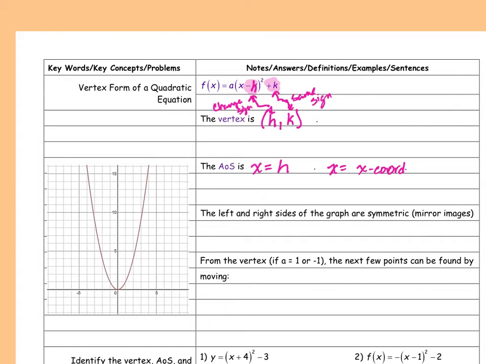Oops, coordinate. Yeah, honey. Are these notes? Yes. Okay. You're welcome.